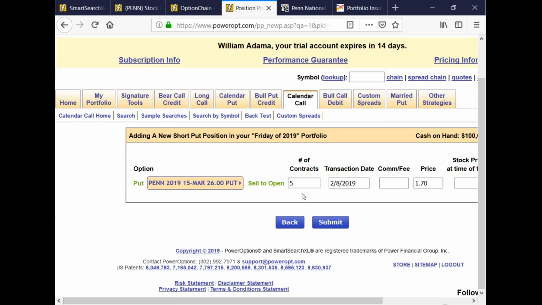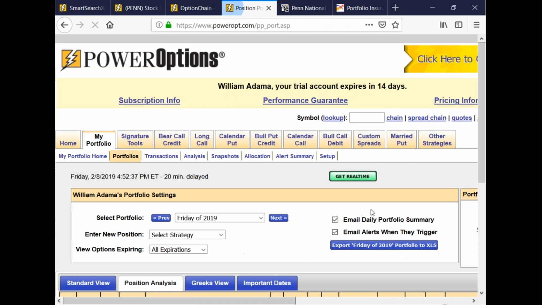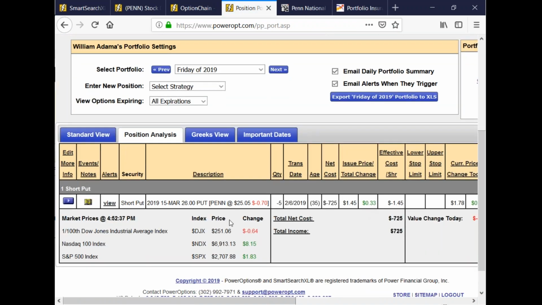Let's just say we sold 5 contracts of this. And when the stock was a little bit higher, let's put 145 in, okay, 2 days ago. All right. Okay, so here's my naked put. I sold a 26 put for, I meant February. It's okay, it's March. But now it's down to 25.05. What are my options here?